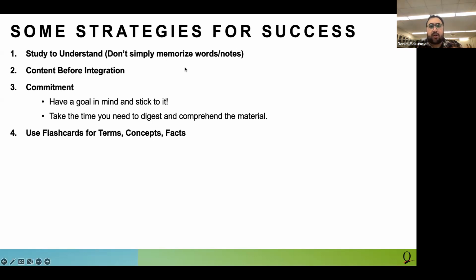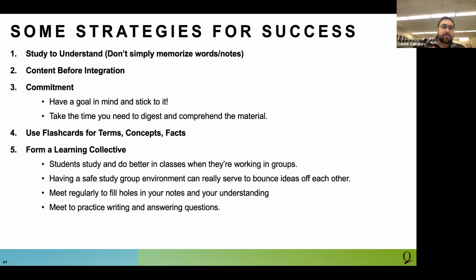Like everyone else alluded to earlier, use flashcards for terms, concepts, facts. Make up questions, short answer questions, whatever it is. Use the materials that are provided to you.